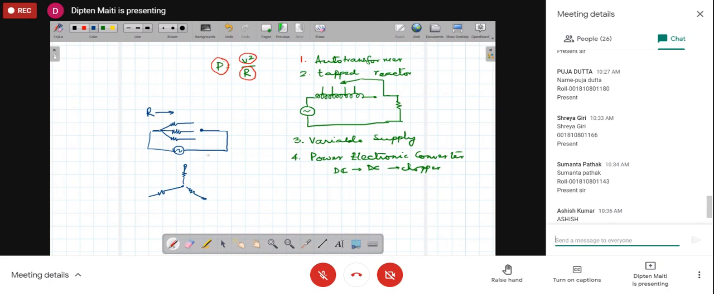Further, if we have the availability of further resistances, let's say like this, for one phase there may be further resistances connected. Here, although this looks like a star, I have not connected anything here.